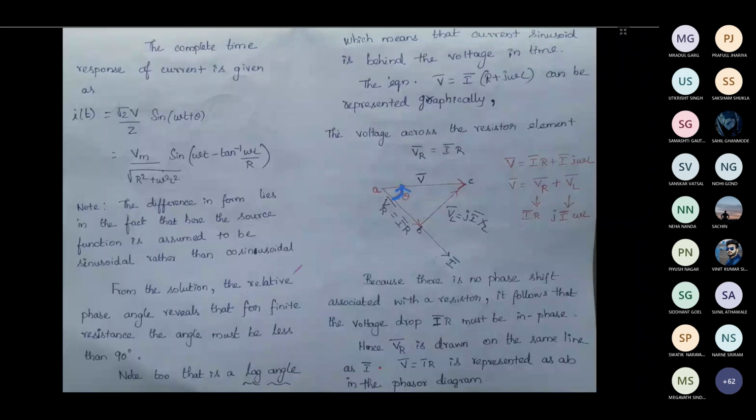So what I was saying is, we have taken the reference as the current phasor, that is I. Your voltage phasor VR will be in phase with the current, and the voltage across the inductor will be 90-degree phase shifted with respect to the current. So this is VL and this is VR. Then your overall voltage will be given by the vector addition of VR and VL. So V phasor is equal to VR phasor plus VL phasor. That is what is given here.